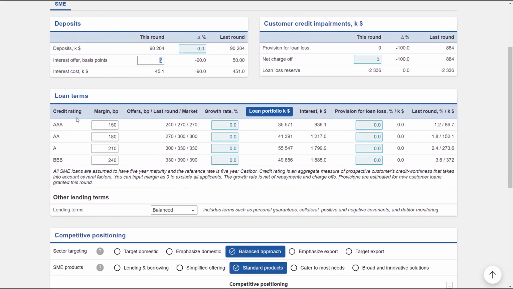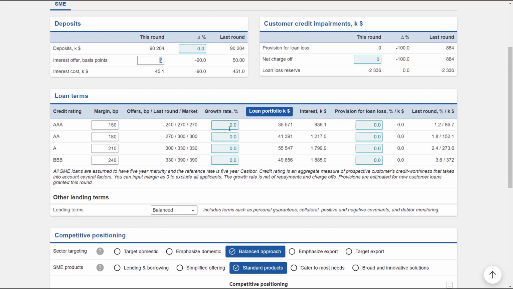Then we have the loan terms that we decide for our business customers. We only have the investment grade customers here from AAA to BBB, and then we set the margin in basis points in a similar fashion as we did in the consumer section. So this is the money that we charge on top of the reference rate, and all the loans for the business customers are assumed to be based on the 5-year reference.